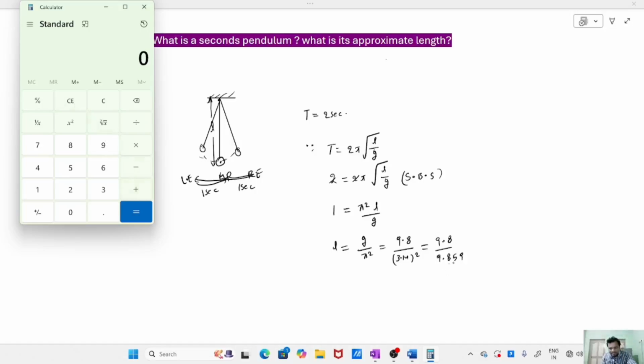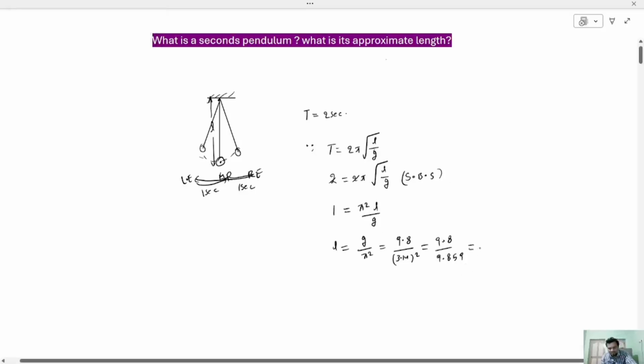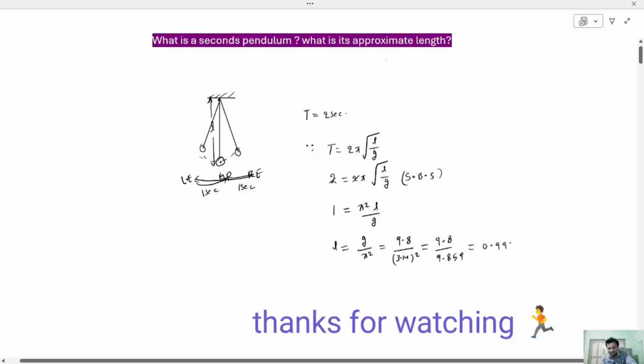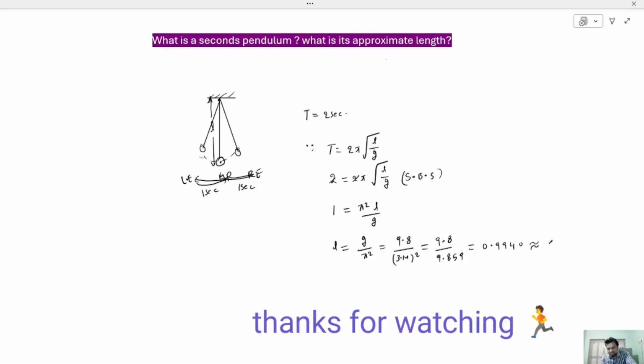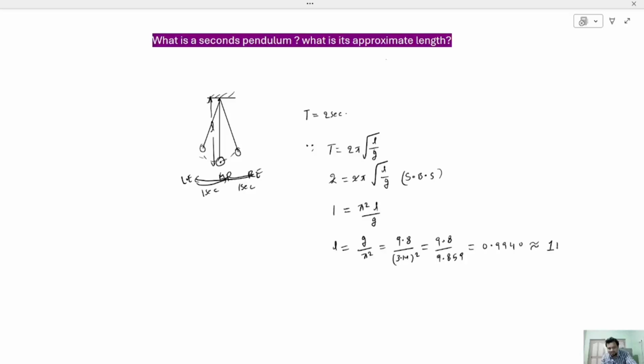9.8 divided by 9.859. Approximately 1 will come. 9.8 divided by 9.859, that is equal to 0.9940. This value can be taken as approximately 1 meter.